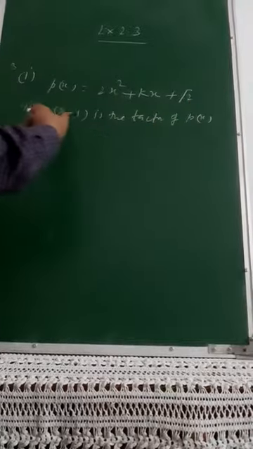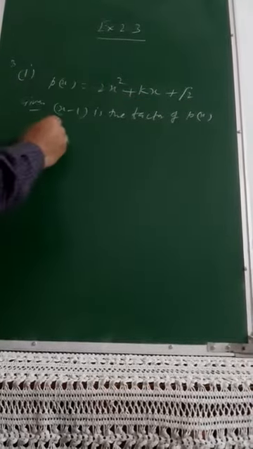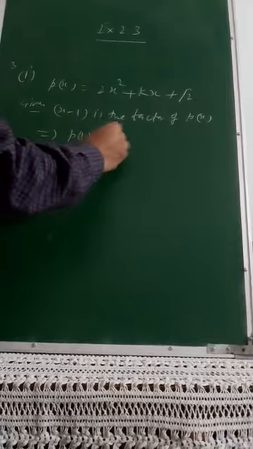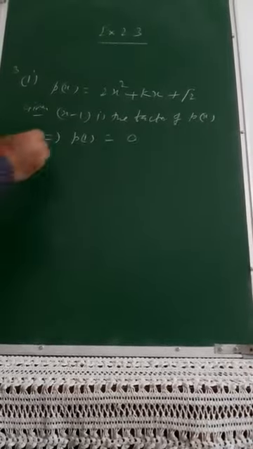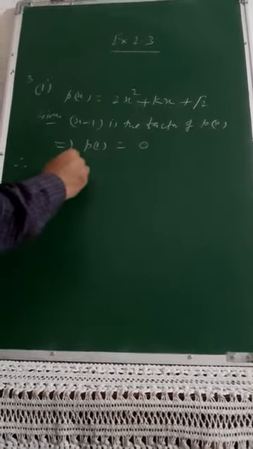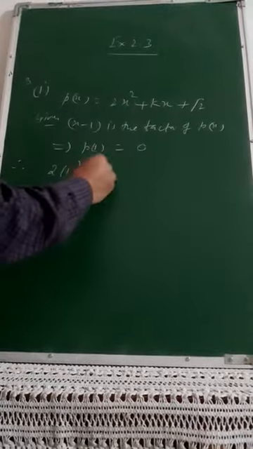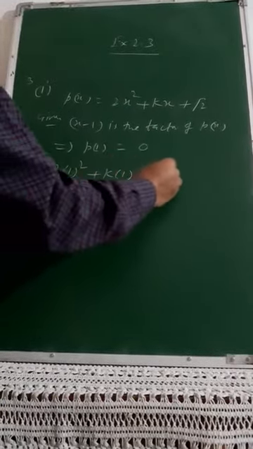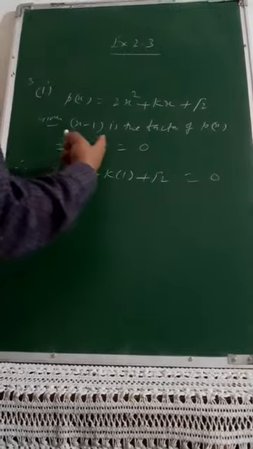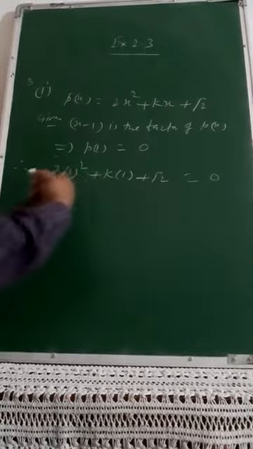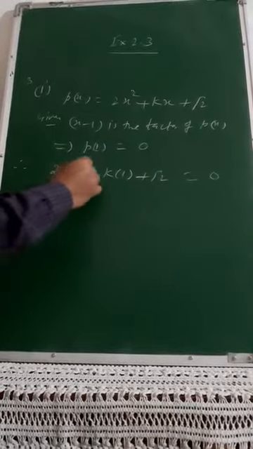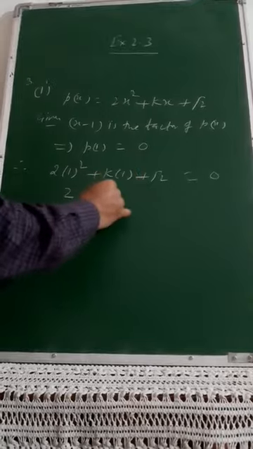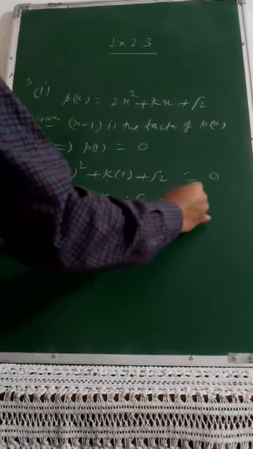what does it mean? If x minus 1 is the factor of this polynomial, this implies P(1) is equal to 0. Then I have to find the value of k. Therefore P(1) means 2 into 1 square plus k into 1 plus under root 2 will be equal to 0. P(1) means I will replace x everywhere by 1. That will give me P(1) equal to 0. So 2 into 1 square is 2, plus k into 1 is k, plus under root 2 is equal to 0.